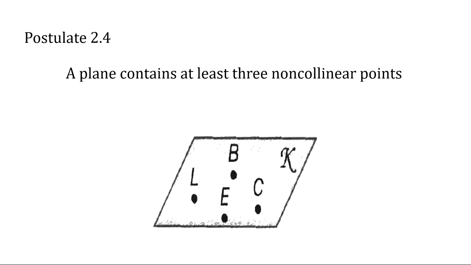Same thing with postulate 2.4. It's the converse of postulate 2.2. A plane contains at least three non-collinear points. You can have 4, 5, 7, 9 million, an infinite amount. It needs to have at least three non-collinear points before you can start calling it a plane.